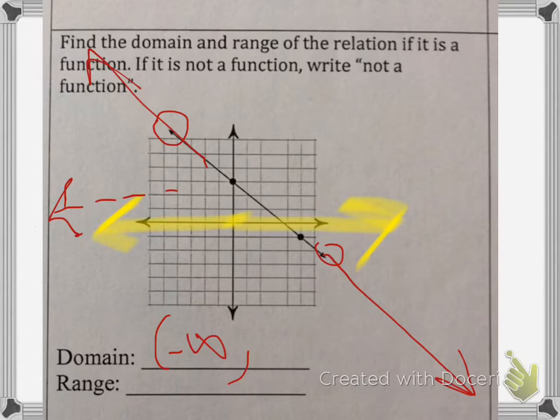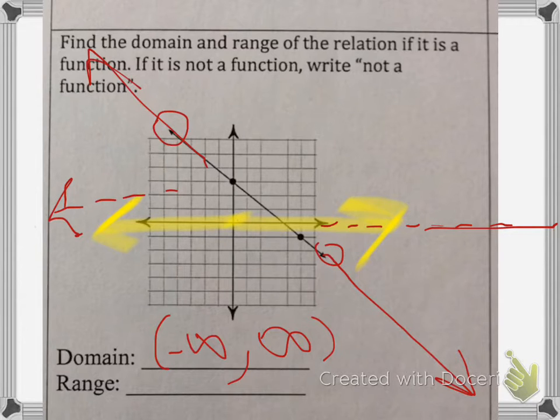I always know when I'm talking about infinities that I use a parenthesis, not a bracket, so I'm just going to put my parenthesis around the negative infinity. And then how far to the right is this graph going to go? Well, it's going to go forever. So it's going to positive infinity for how far to the right.